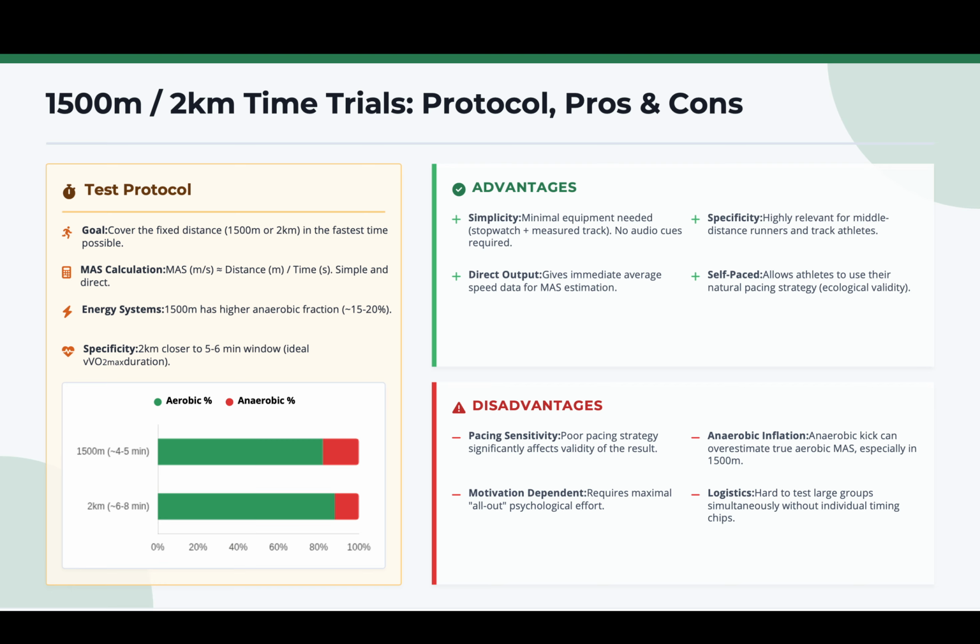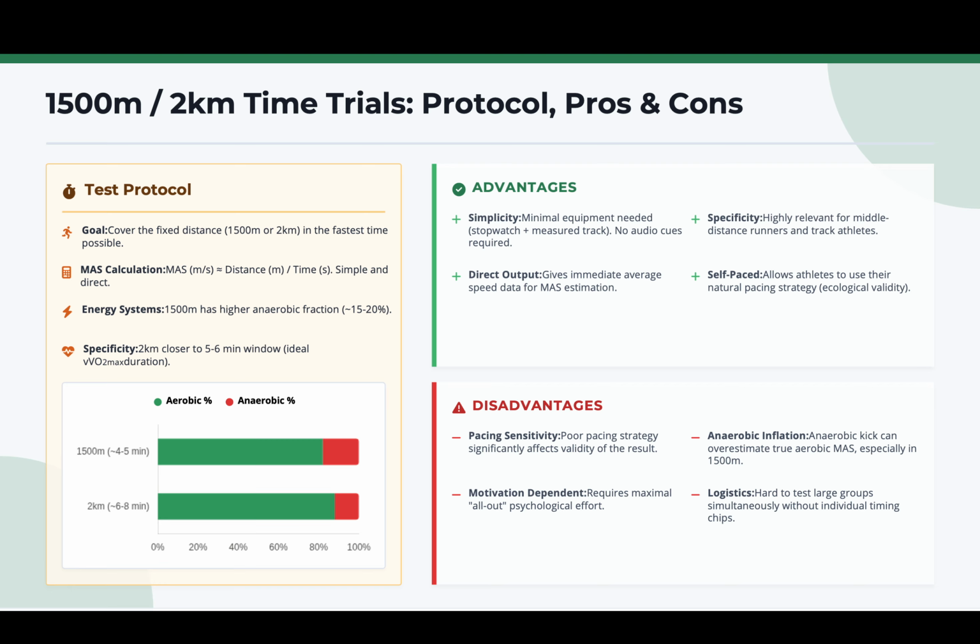Advantages: simplicity, minimal equipment needed, stopwatch measure track, no audio cues required, gives immediate average data for MAS estimation, highly relevant for middle distance runners and track athletes, allows athletes to use their natural pacing strategy. What are the disadvantages? The pacing sensitivity, it's motivation dependent also, and anaerobic inflation.